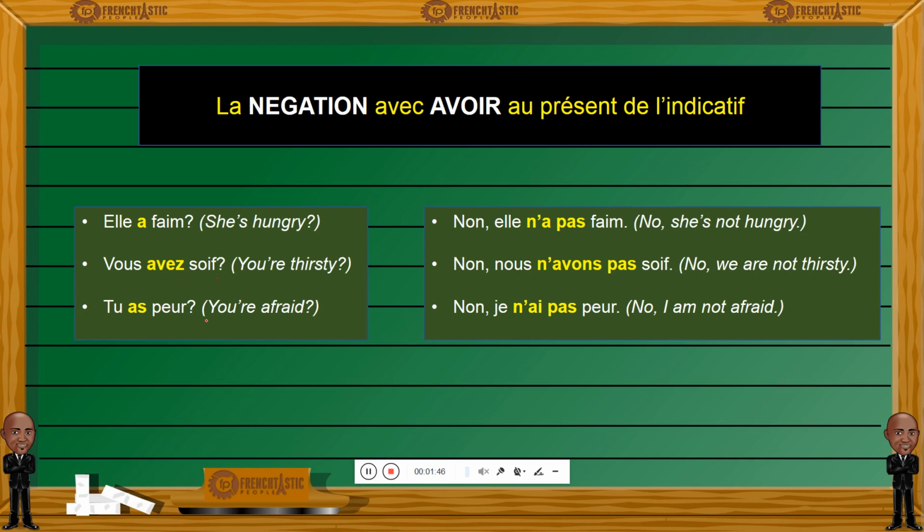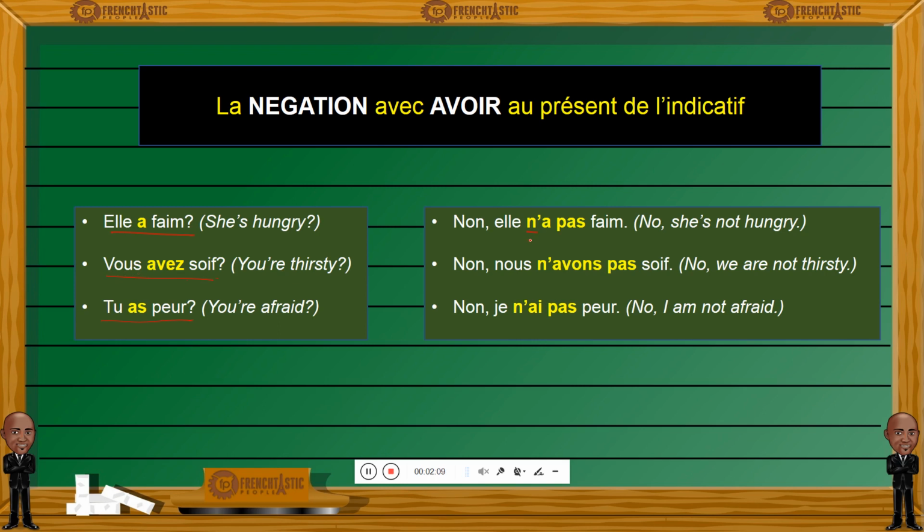Number 3, tu as peur. You afraid? You scared? Non, je n'ai pas peur. No, I'm not afraid. I'm not scared. So here we have the questions using the intonation method, which we have covered in our previous lesson. And in this part, we have the answers using a negative statement.